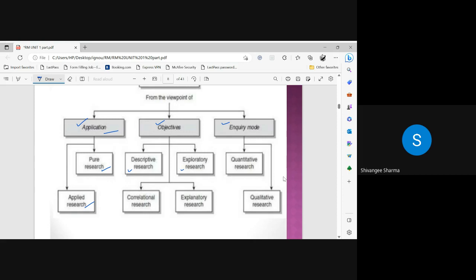Also, we have two more in the objective category. The one is correlational research and the other one is explanatory research. When you are doing a detailed explanation of any phenomena or any theory, then that becomes explanatory research. And in correlational research, we generally analyze the relationship between two or more variables. Can any one of you tell me, is there any statistical tool for analyzing correlation? Are you aware of any statistical tool which helps in analyzing correlation?